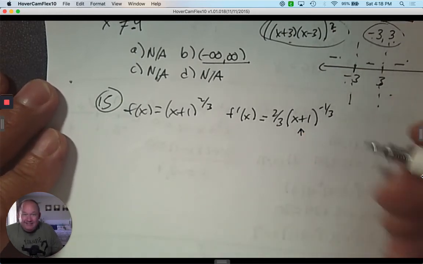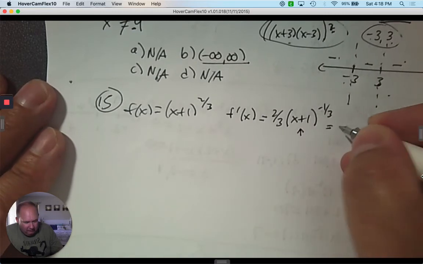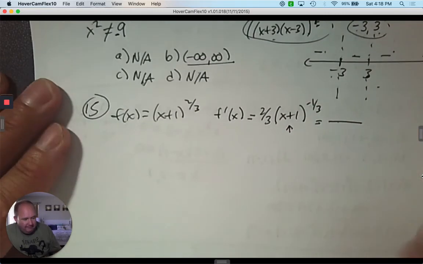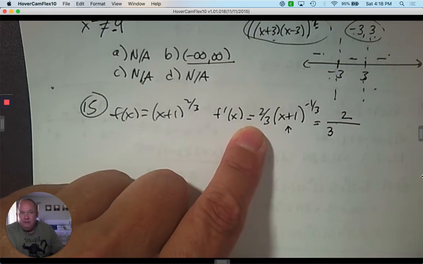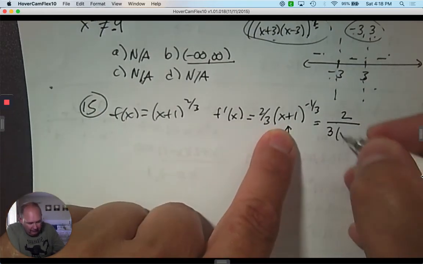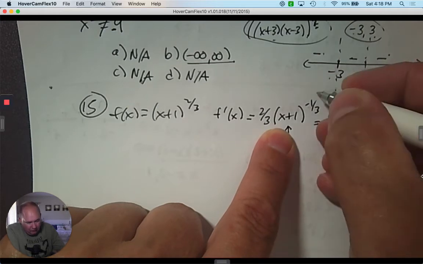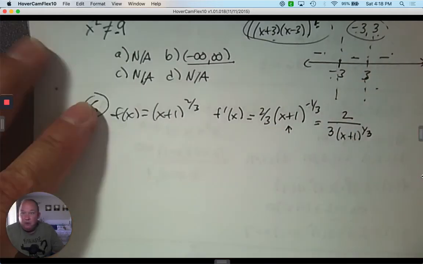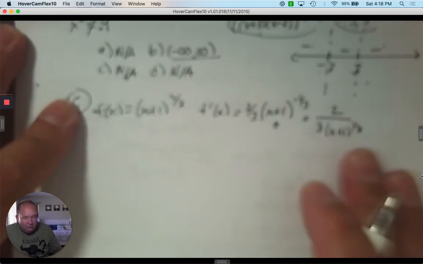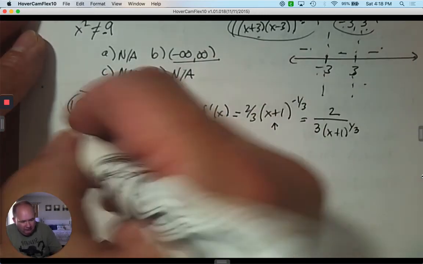So I think, again, it's helpful to not write it as a negative exponent or a fractional exponent. So I'm going to rewrite it. We have a 2 in the numerator and a 3 in the denominator. x plus 1 has a negative exponent, so it goes in the denominator. And I'm still going to write it as 1/3 or the cube root. So that's a more helpful form to see the critical values.